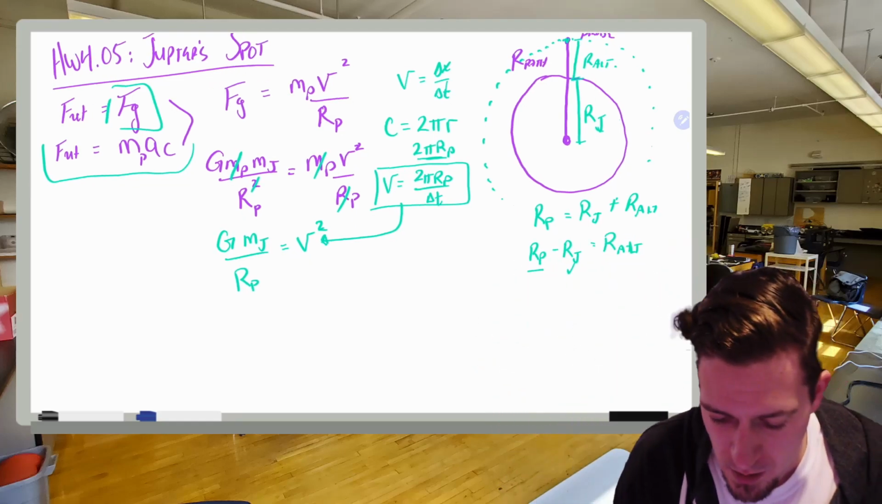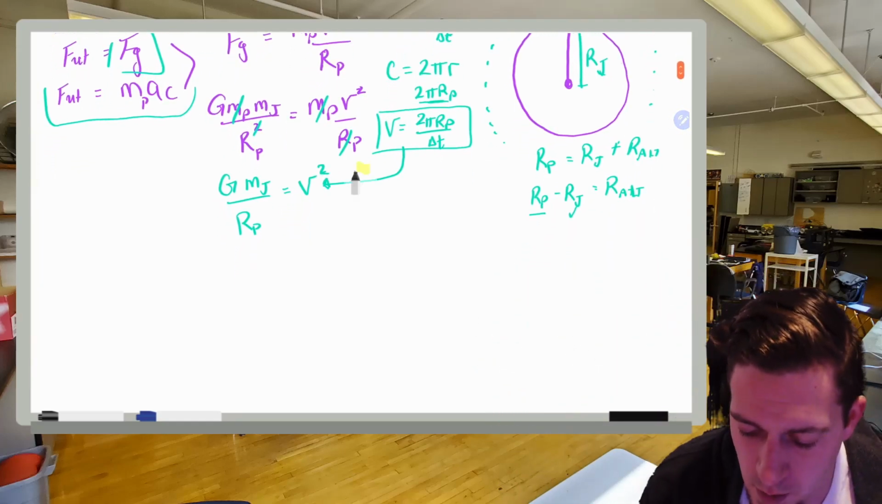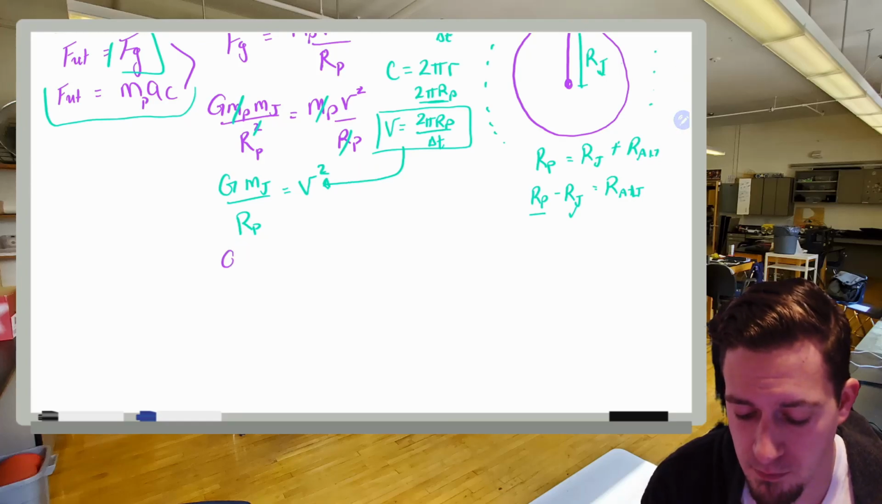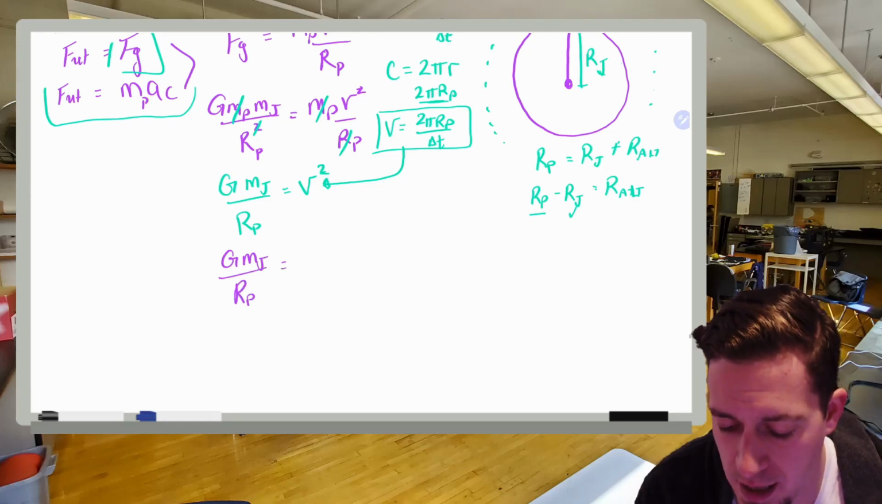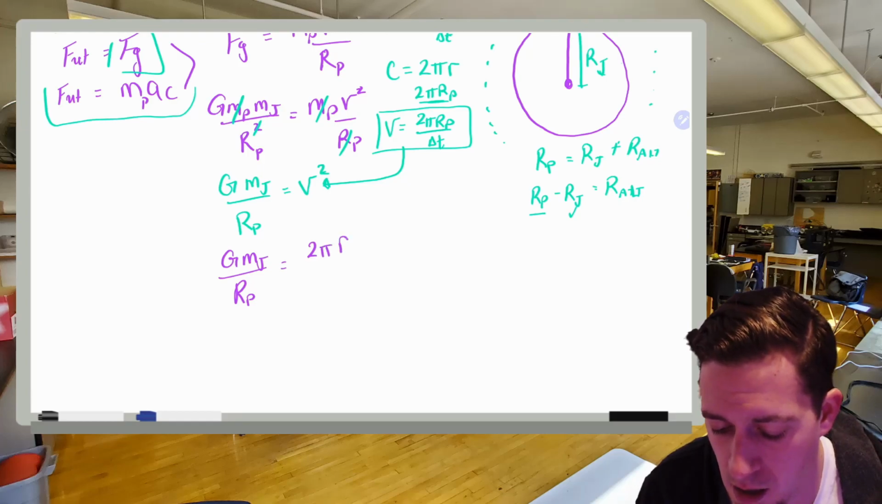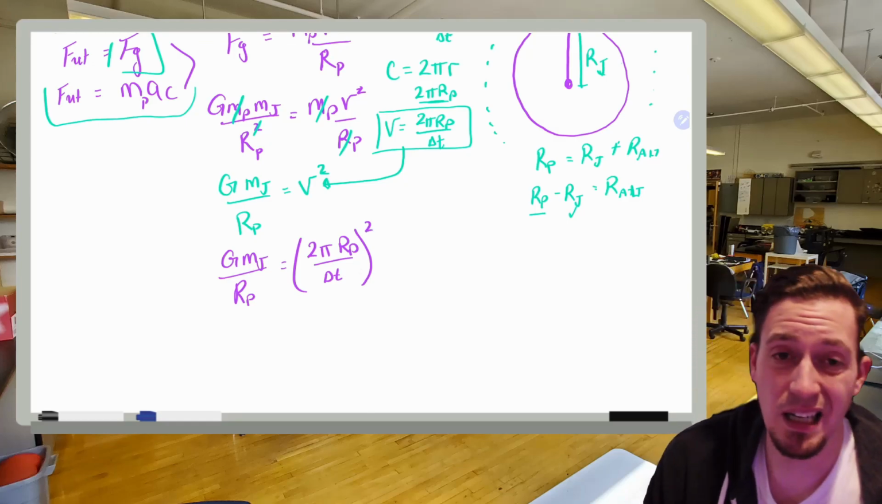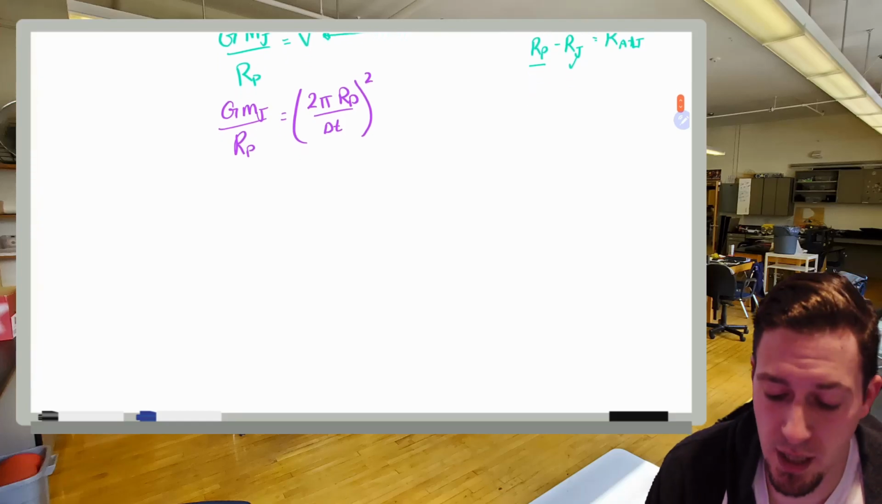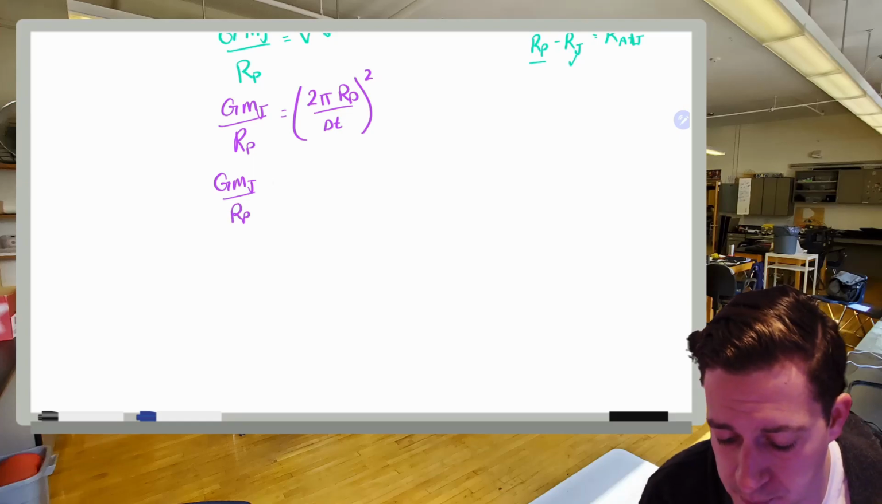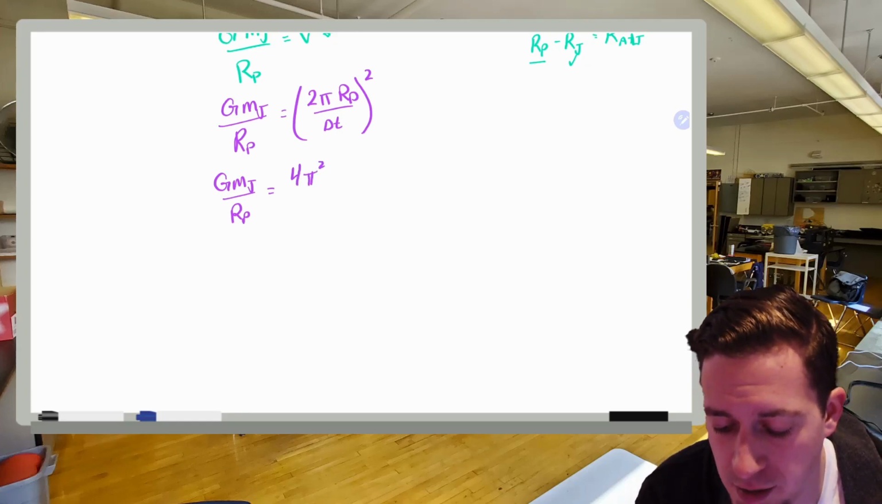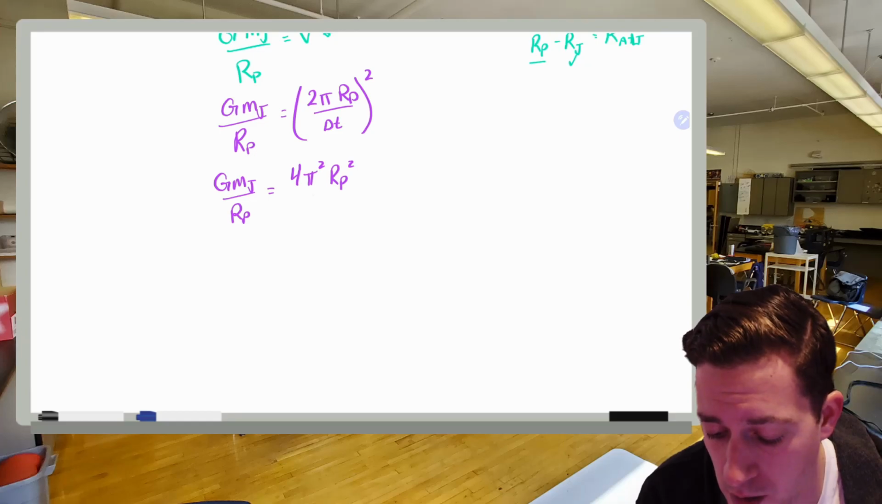Let's do some algebra. So when I sub this in, I'm going to have big G, the mass of Jupiter, divided by RP. And then on the other side, I'm going to have 2 pi RP all over delta T. But remember, all of this is in fact squared. And this is where it might get a little confusing. So let's just try to roll together and do our best. So big G MJ over RP. Now I have to square all the stuff. 2 squared is 4. Pi squared is pi squared. RP squared is RP squared. Divided by delta T squared.